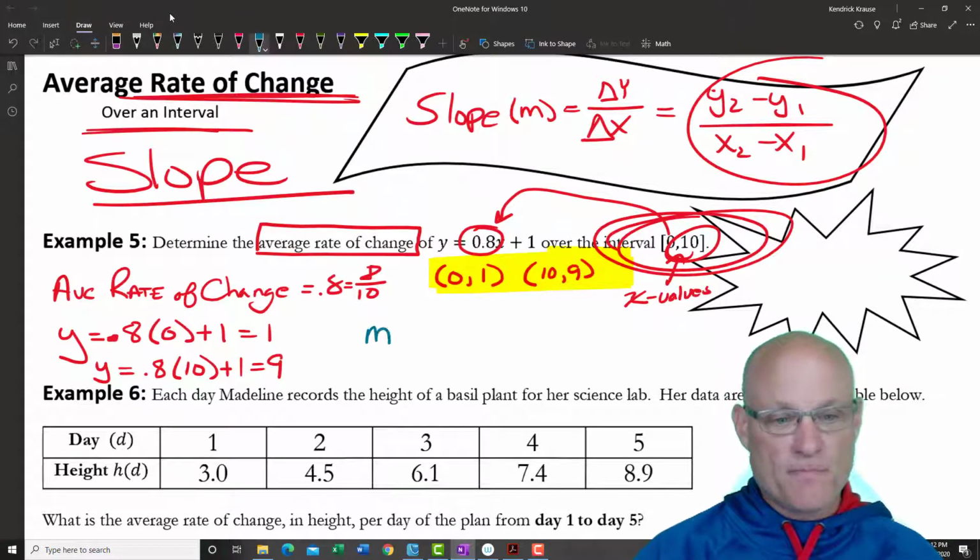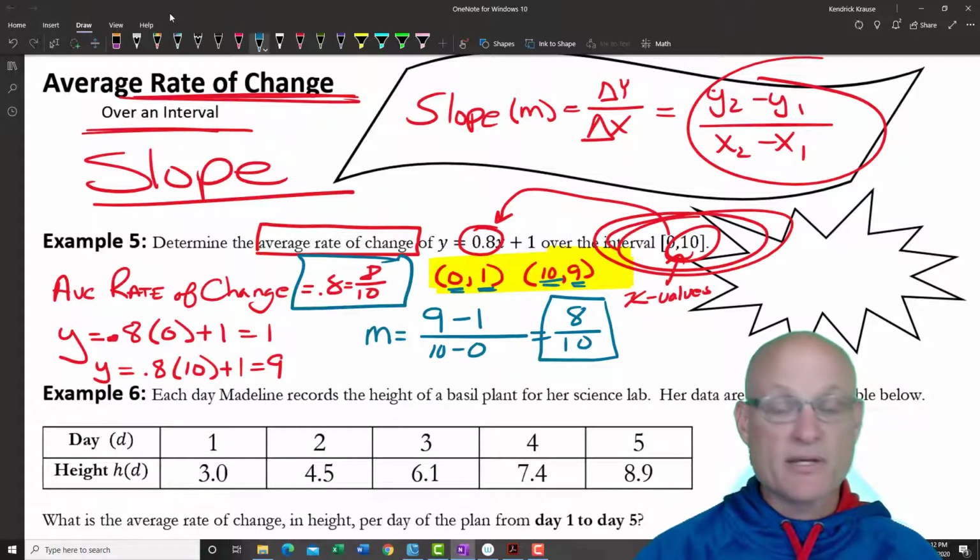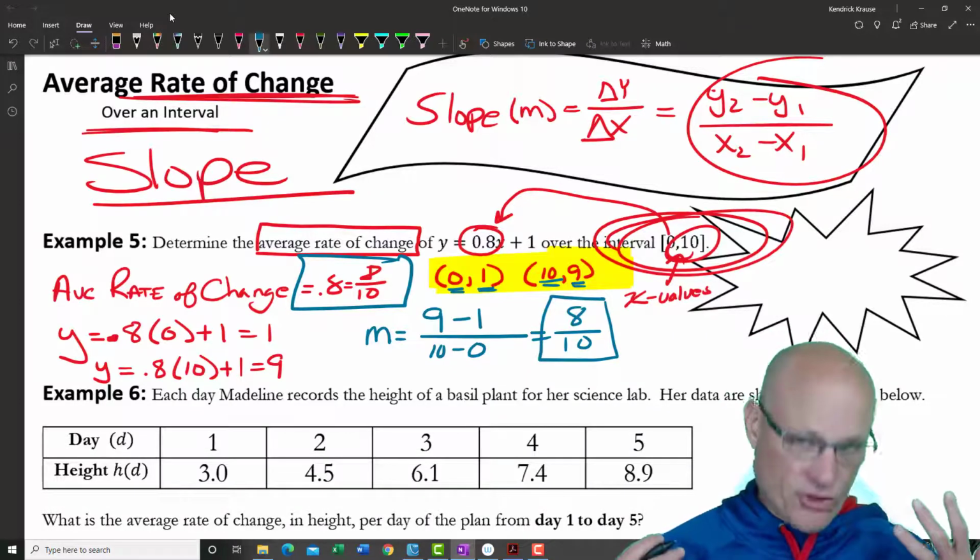So we're going to do the slope. Change in y's. So I'm going to do 9 minus 1, because that's a positive answer. Makes life easier. 9 minus 1, all over 10 minus 0. Well, 9 minus 1 is 8 over 10 minus 0, which is 8/10, which is what I said right at the beginning. So average rate of change is just slope.